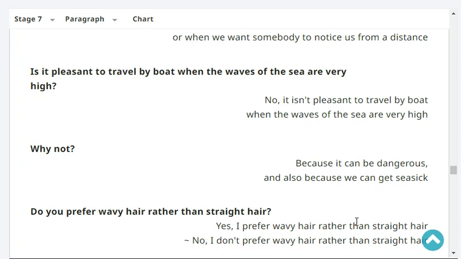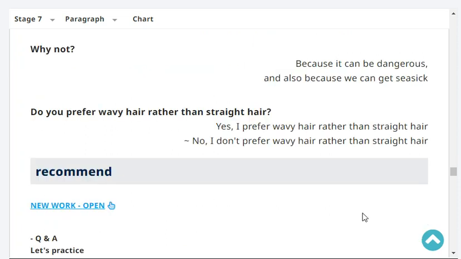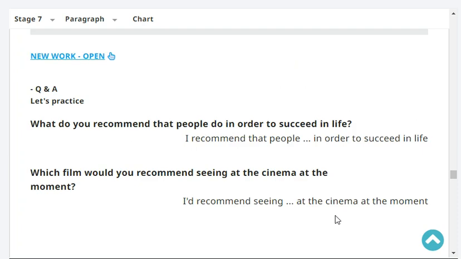Reggie, do you prefer wavy hair rather than straight hair? Yes or no? No, I don't prefer wavy hair rather than straight hair. Very good. What do you recommend that people do in order to succeed in life?